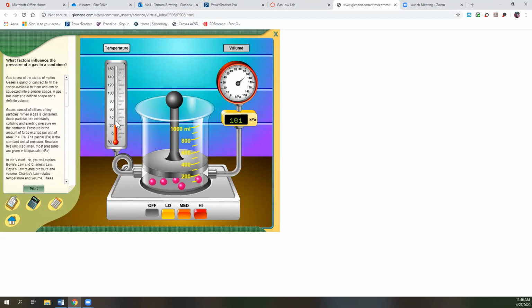Okay, so we left temperature constant that time, so the only two variables in this experiment are my independent variable, which is the volume, and then my dependent variable, what I was measuring, is the pressure. All right, hopefully that helps.